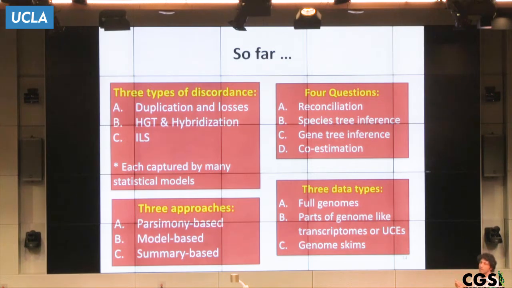You might be interested in reconciliation, species tree estimation, gene tree estimation, or co-estimation. And there are at least 3 types of data: whole genome data, subsamples of the genome, or, more recently, these genome skims. And it remains to be seen in the near future if these genome skims, which are a lot cheaper to get, can replace some of these other types of data. It may or may not be able to do that. We'll see. So that's it.